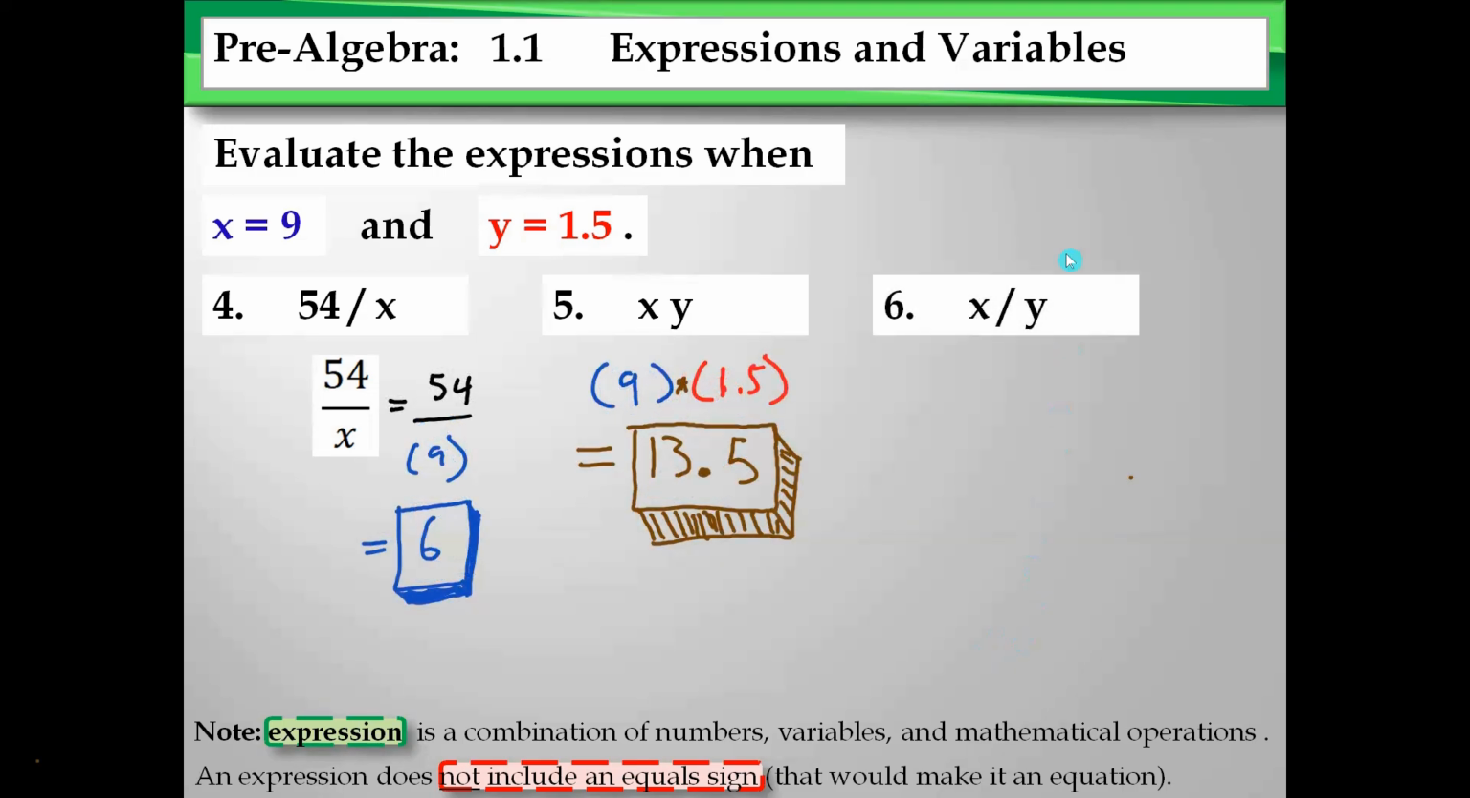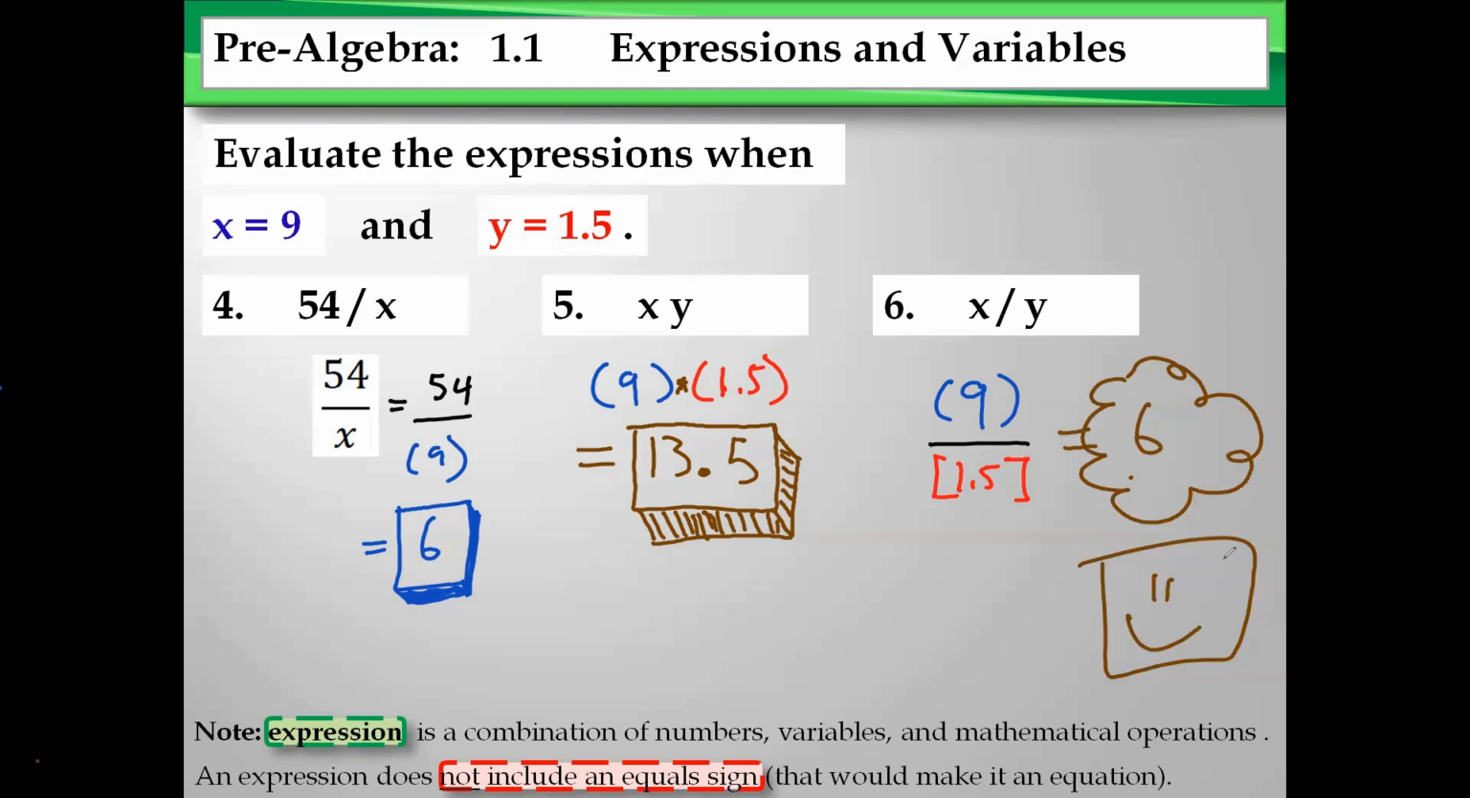In our last problem, we're going to have x divided by y. We're going to continue our process of drawing parentheses whenever we want to substitute in a variable and copy down all operations before anything else. On the top, we're going to replace x with 9, and in the bottom, for our denominator, we're going to replace y with 1.5. We'll just divide 9 divided by 1.5, which will give us the answer of 6. And that's our quick introduction to evaluating expressions and substituting in variables. That's it for now.